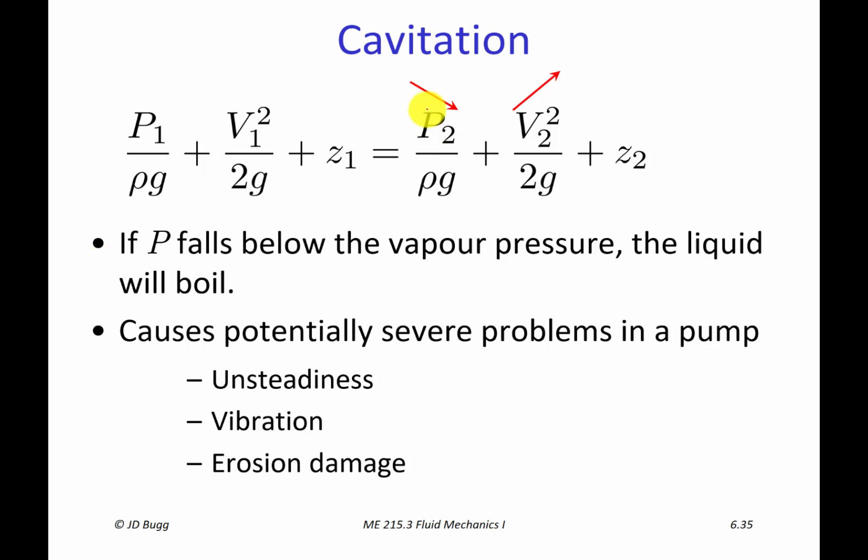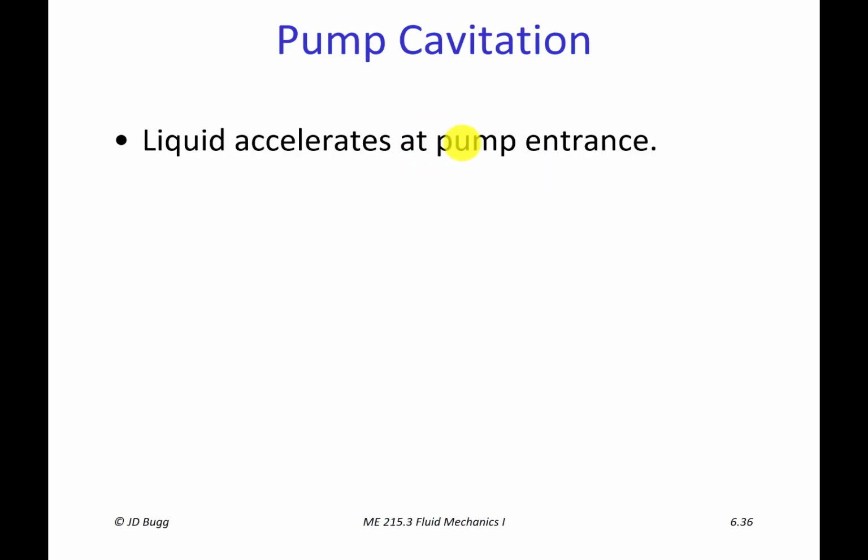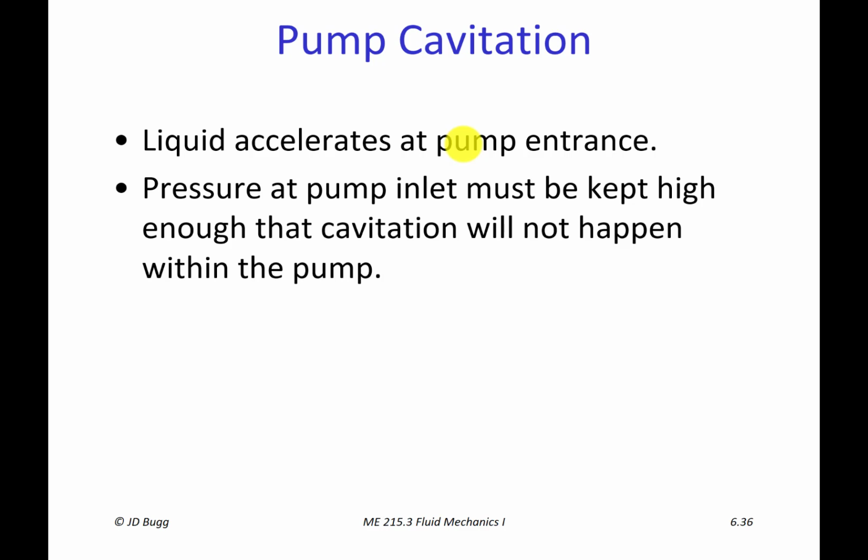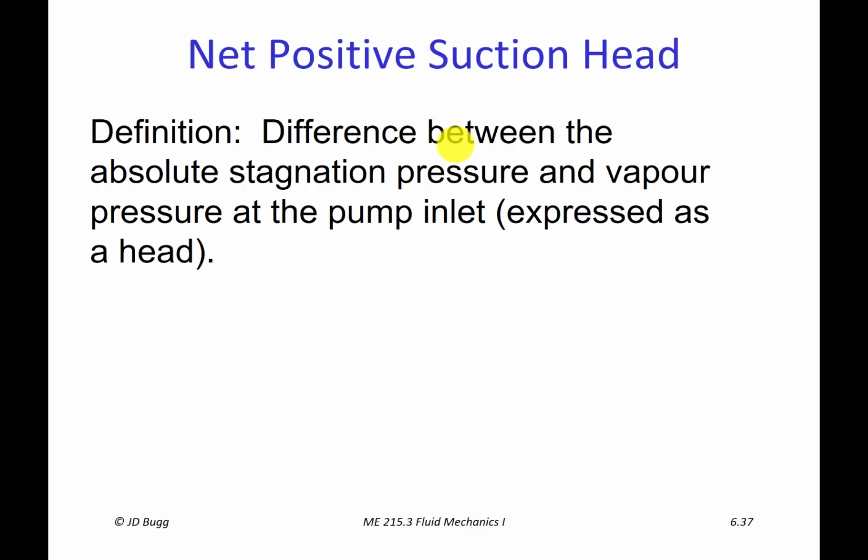So we need to make sure that this pressure does not drop so low that the water begins to boil. As the liquid enters a pump, it accelerates. So the velocity goes up and the pressure goes down. So we need to make sure that the pressure at the pump inlet is high enough that cavitation will not happen, so that as the pressure drops within the pump, the pressure doesn't go down lower than the vapor pressure. So this brings us to the idea of net positive suction head.